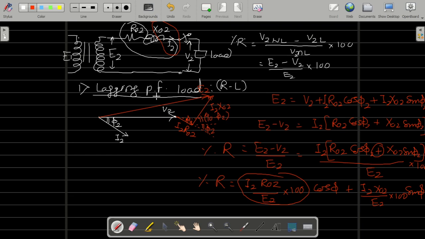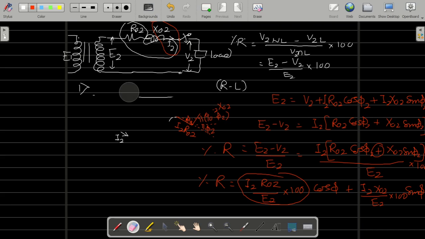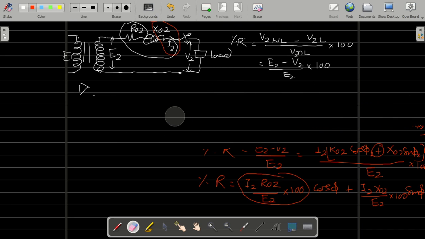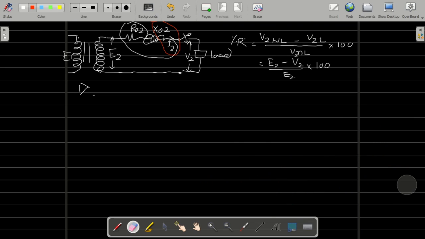Now, the second case I am going to take: the load is capacitive, with leading power factor. So be careful, this is the formula for lagging power factor, it is plus. Now I derive it for leading. Case number 2, leading power factor, I am going to discuss.